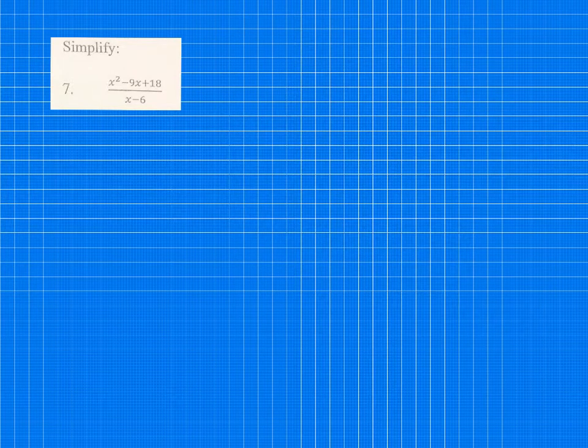In this question you're being asked to simplify. In order to simplify, what we notice is that we have a quadratic as our numerator, and our quadratic can be factorised. So let's start by factorising our quadratic.